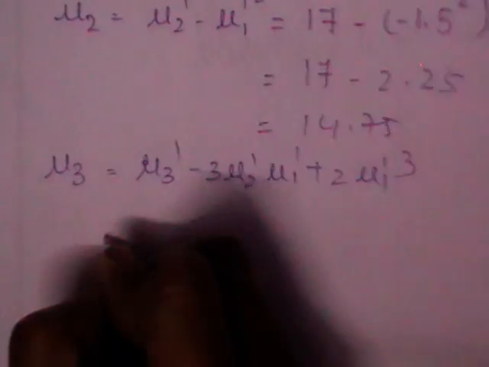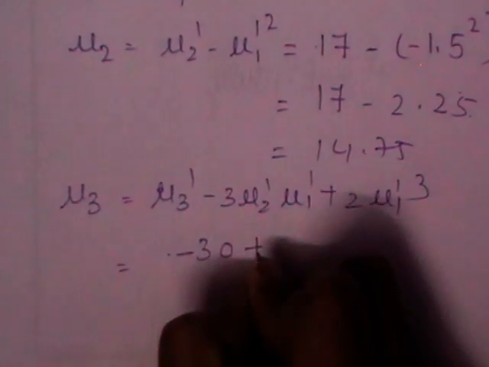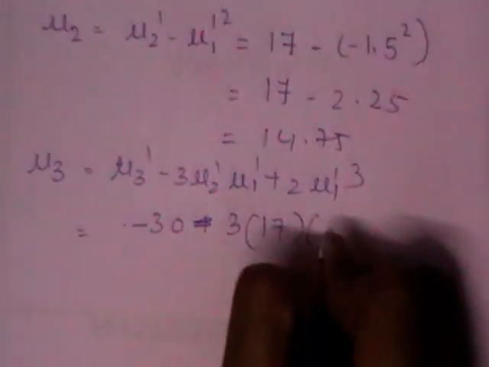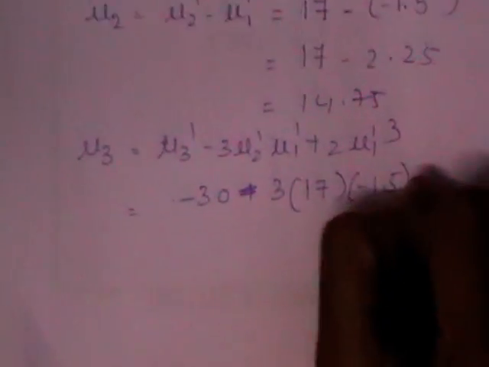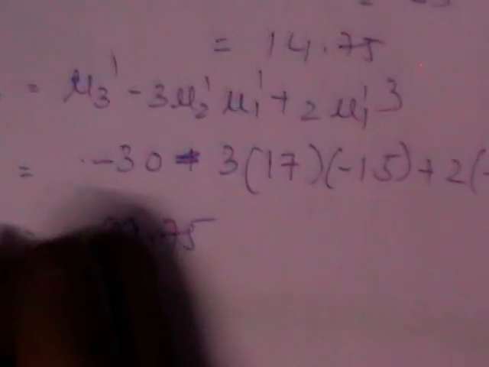What is mu3 dash here? Minus 30. Then minus 3 mu2 dash, which is 17, times mu1 dash. Again I am substituting all the corresponding values in place of mu1 dash and mu2 dash. I think you can simplify this and you will get 39.5. This is mu3.